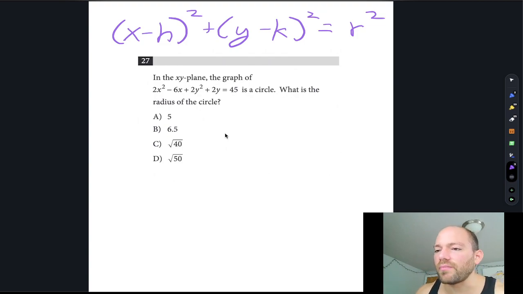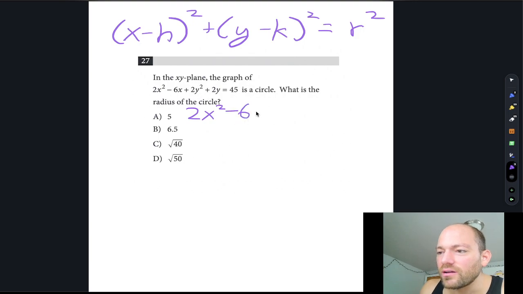So we're going to use completing the square. It's going to be fine. I'm going to start by just rewriting the equation. That's a nice habit to be in, right? 2x squared minus 6x plus 2y squared plus 2y equals 45.